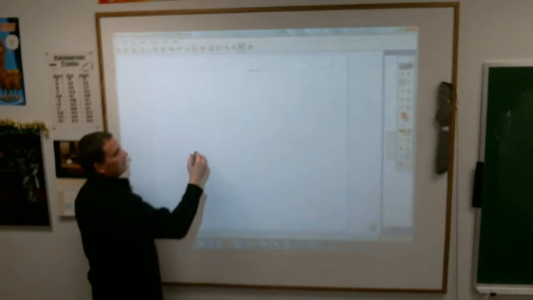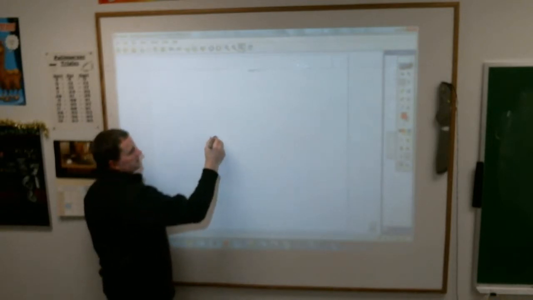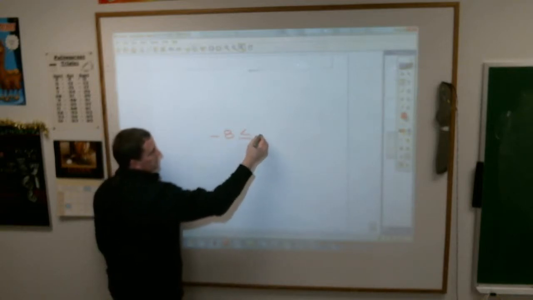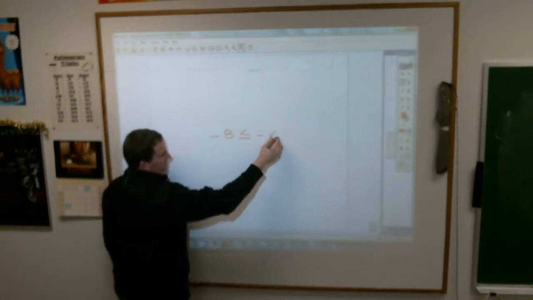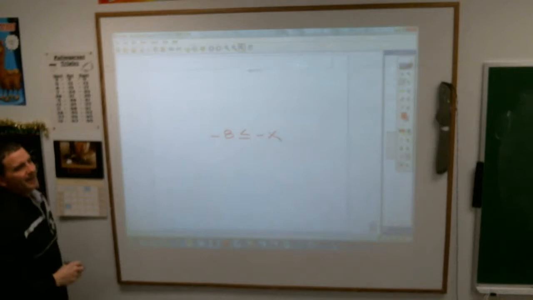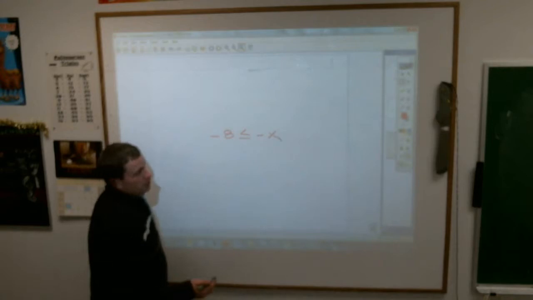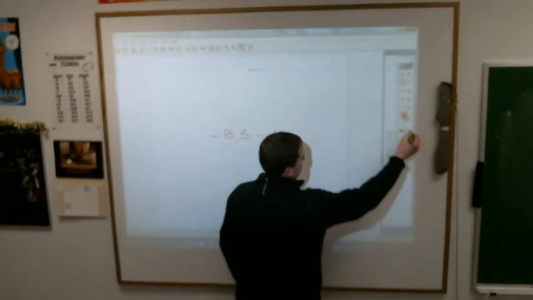Yes. If you end up with an answer that looks like this, negative 8 is less than or equal to negative x, breaking every rule of the inequality, we need to fix it so that it is right. So what all has to happen here? Well, the letter has to go to the other side, and it needs to be changed from its negative to a positive. So here is the look on this here.